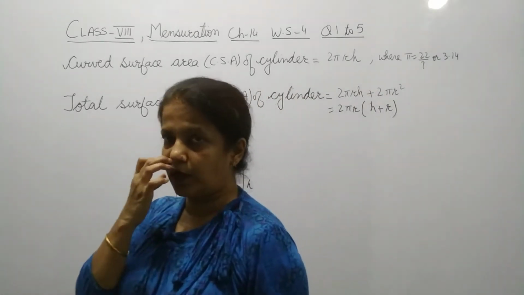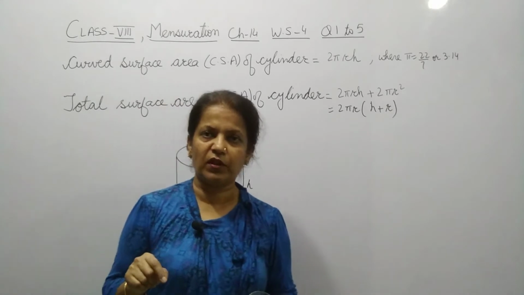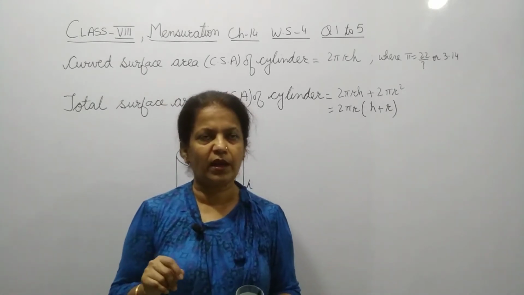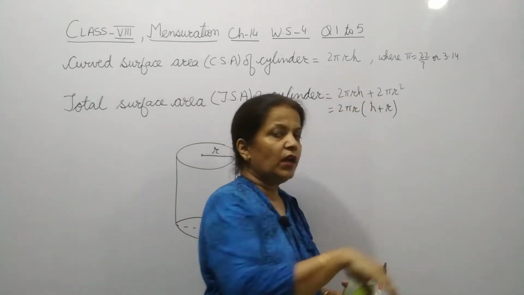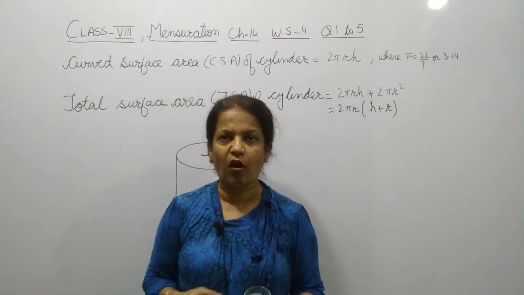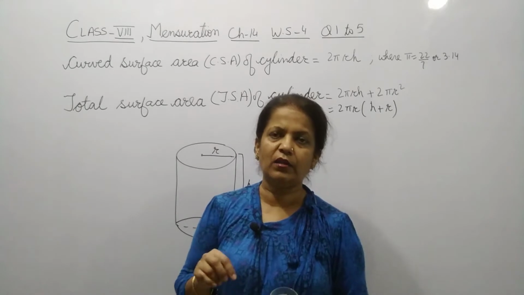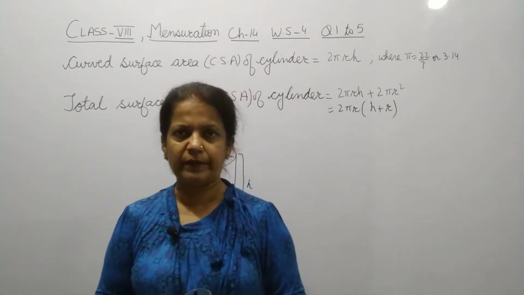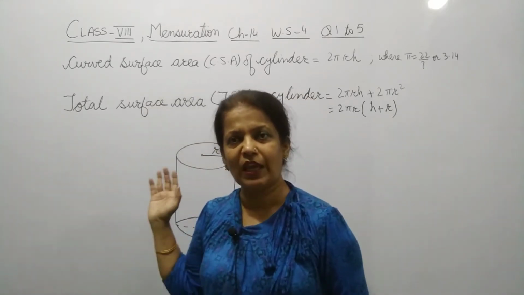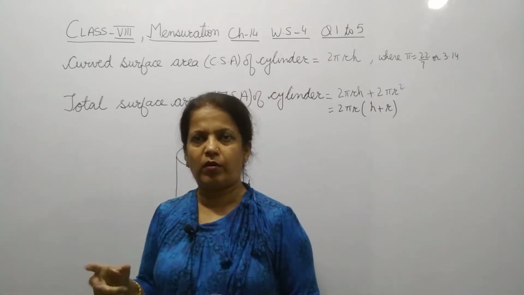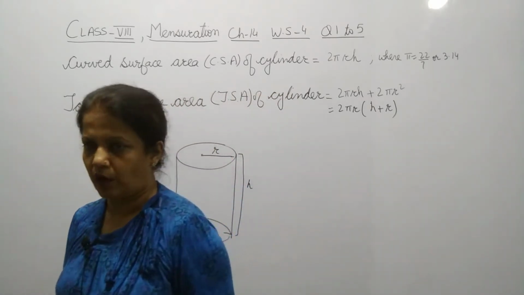So what have we got? The curved surface area of a cylinder is 2 pi r h, and the total surface area or TSA of a cylinder is 2 pi r, and in the bracket h plus r. Now based on these two formulas, we will try to do the worksheet.